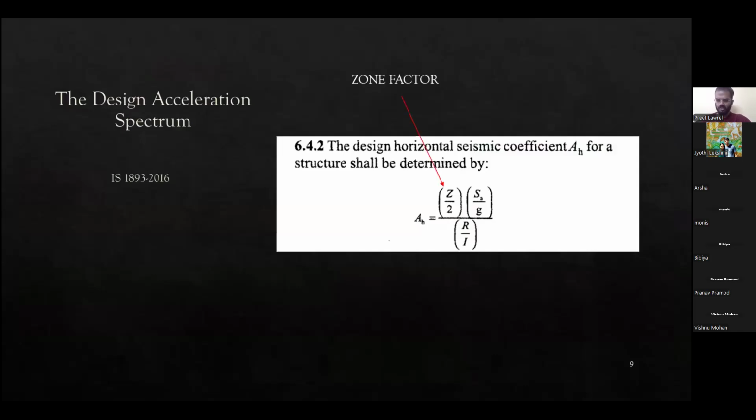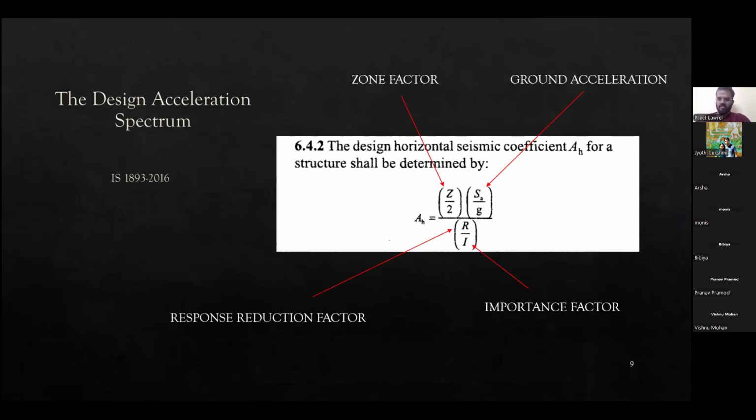First is the zone factor, which is Z. Then we have the ground acceleration, which as a whole is Sa by g. Then we have the response reduction factor, and then we have the importance factor. These four parameters together decide how much force is going to act on your building. So this is the force that we use to design our structure so that when this earthquake strikes, this is a theoretical earthquake, maybe the worst earthquake, which would probably come in the lifespan of the structure, not necessarily.